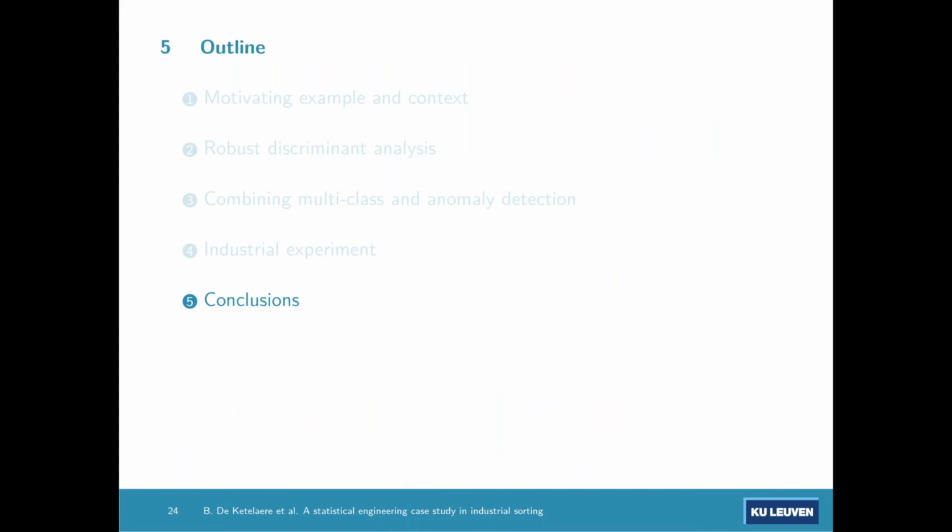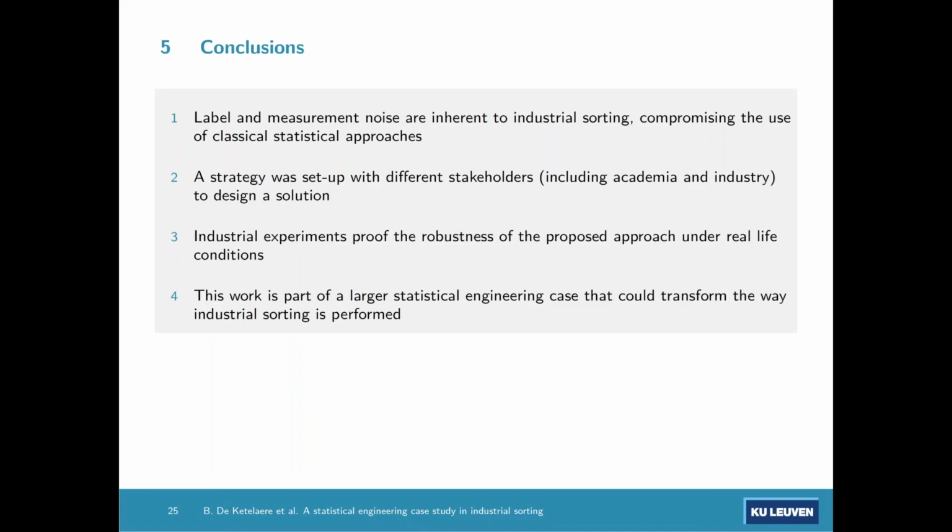I think my time is running out, so I will come to some of the conclusions. As I said, label and measurement noise are inherent to industrial sorting and computer vision, and they really compromise the use of classical statistical approaches. So as a general statistical engineering framework, we have set up work with different stakeholders that includes academia and industry to design a solution to it. And we have shown in industrial experiments that the robustness of the methods which we propose is quite good under real-life conditions.